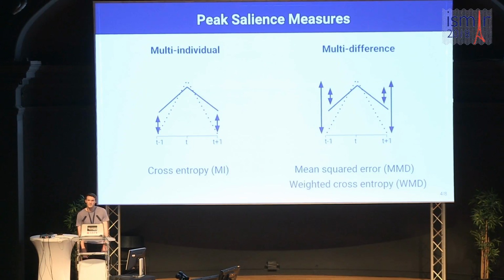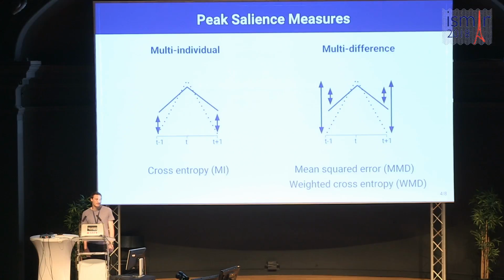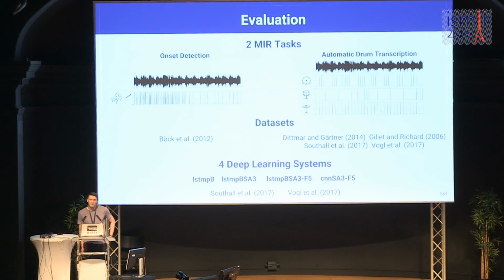So in total, we implemented 3 loss functions. First, MI, which utilizes multi-difference and cross-entropy. Then MMD, that utilizes multi-difference and mean squared error. And then WMD, which utilizes a weighted version of cross-entropy and multi-difference. So we evaluated all of the new loss functions against existing cross-entropy in 2 MIR tasks, onset detection and automatic drum transcription. And in both cases, we utilized 4 deep learning systems to ensure that the results are consistent.